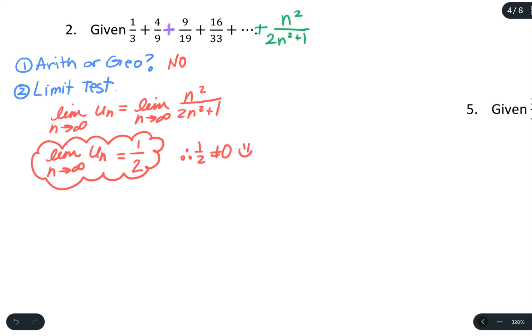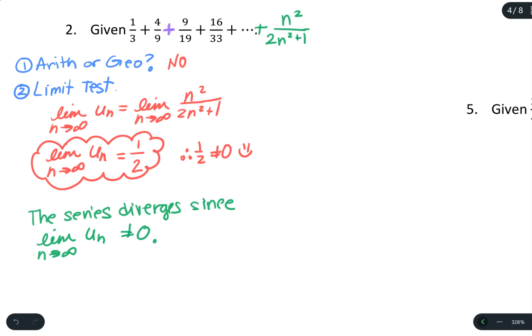Yay! Since 1/2 does not equal 0, this tells me some information. Going back to theorem number 3, you can look back on the first page at theorem number 3. If the limit of u sub n does not equal 0, then we can say that the series diverges. Very good. And we write that out in a sentence. The series diverges since the limit as n approaches infinity of u sub n does not equal 0. There is your sentence for your final answer.